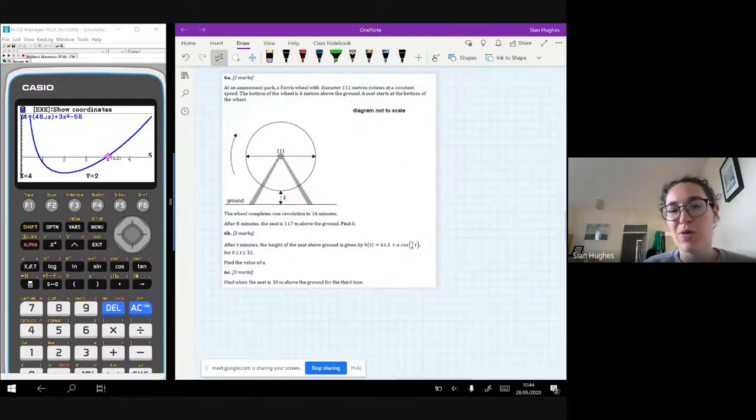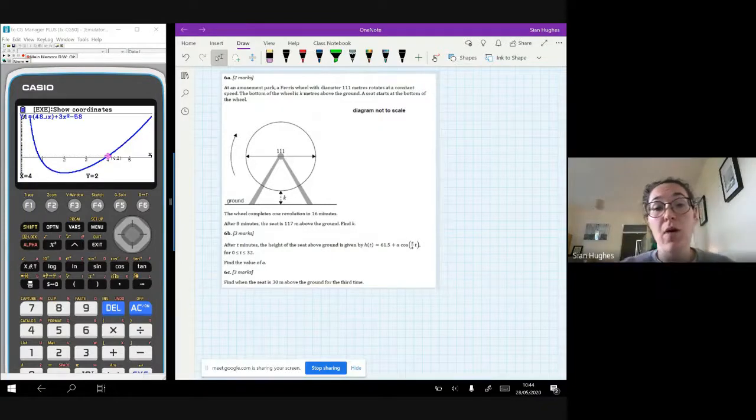Right, last question. So again, a bit more of a sort of in-context story type question. And actually this was answered quite well. I was quite impressed with your answers to this question. So we're told at an amusement park, a Ferris wheel has a diameter of 111 meters. It rotates at a constant speed. The bottom of the wheel is k meters above the ground. A seat starts at the bottom of the wheel.